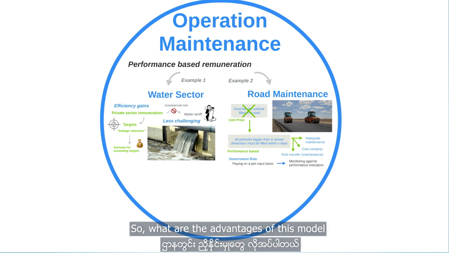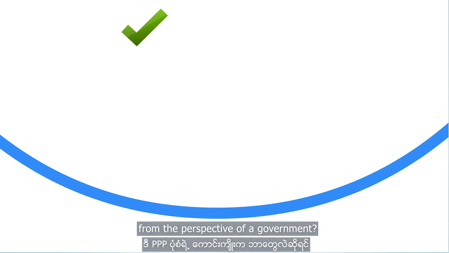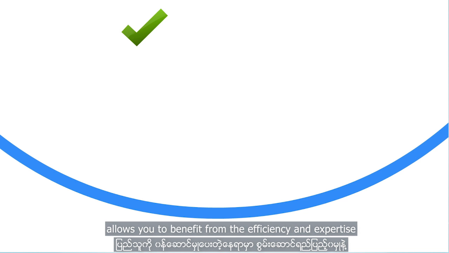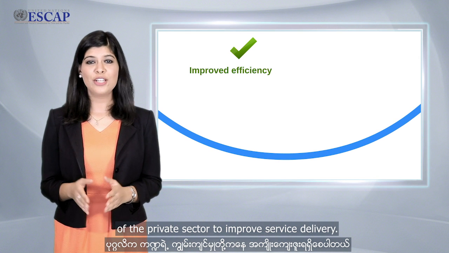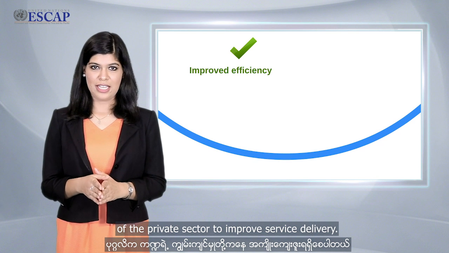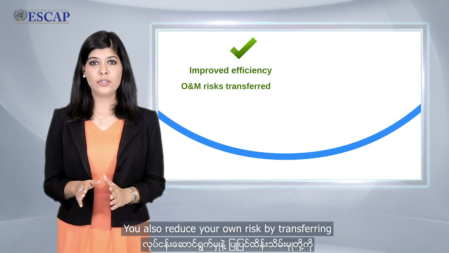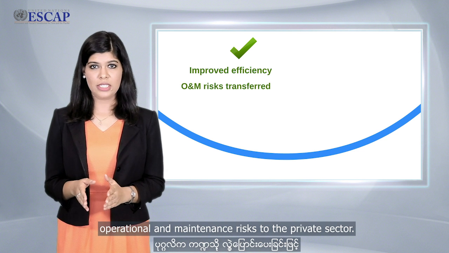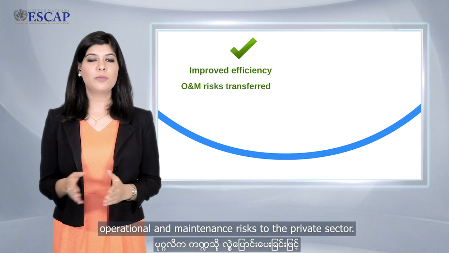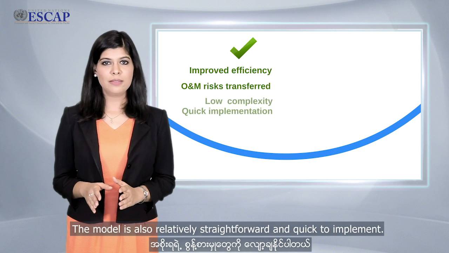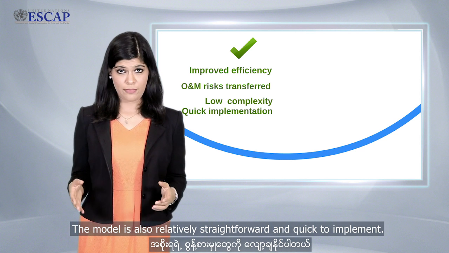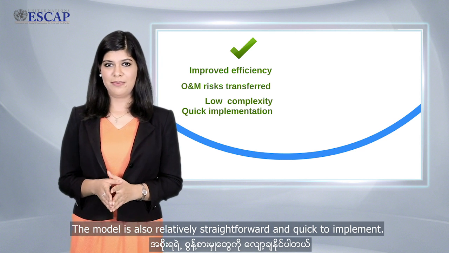So, what are the advantages of this model from the perspective of a government? Use of a performance-based model allows you to benefit from the efficiency and expertise of the private sector to improve service delivery. You also reduce your own risk by transferring operational and maintenance risks to the private sector. This model is also relatively straightforward and quick to implement.